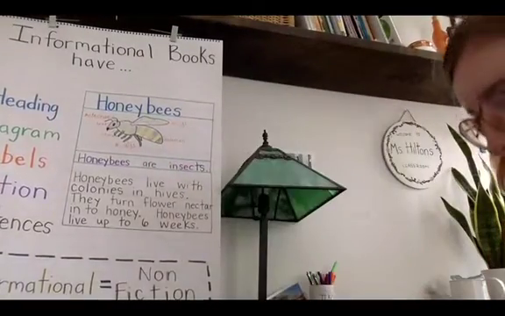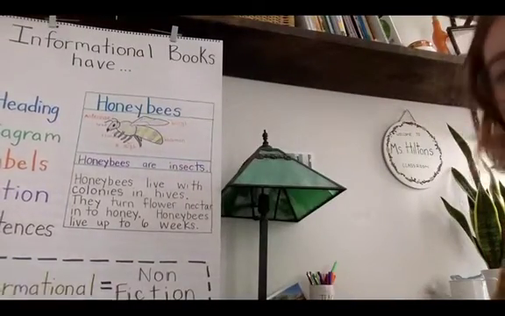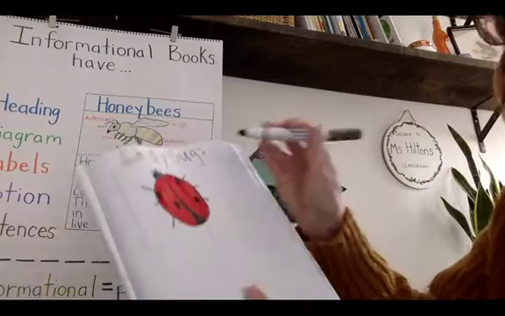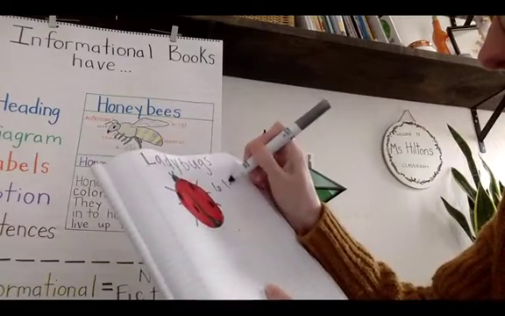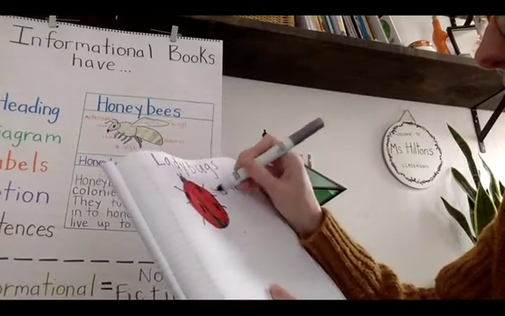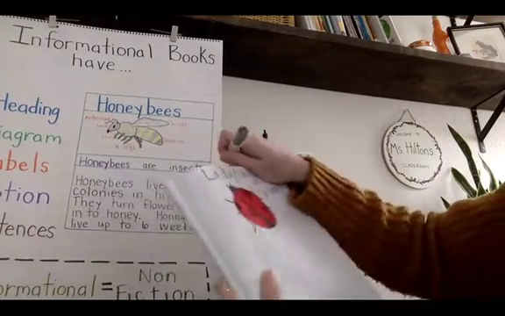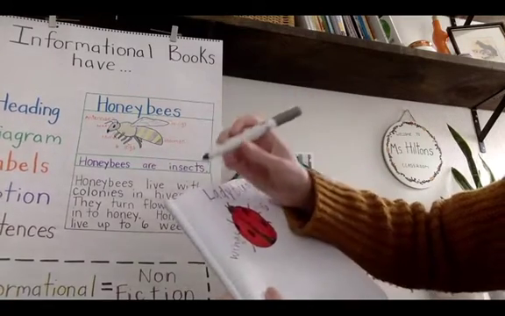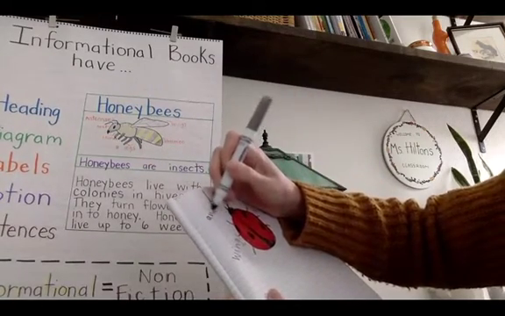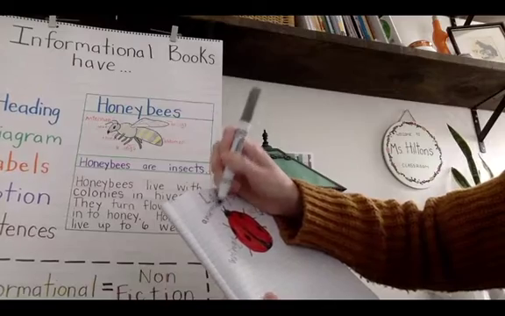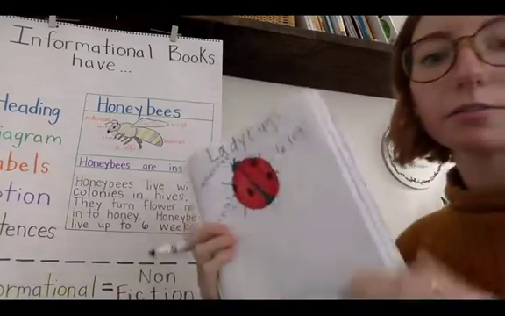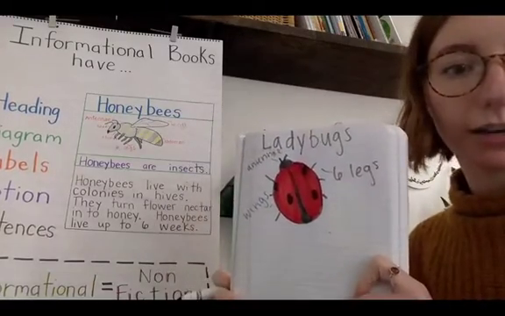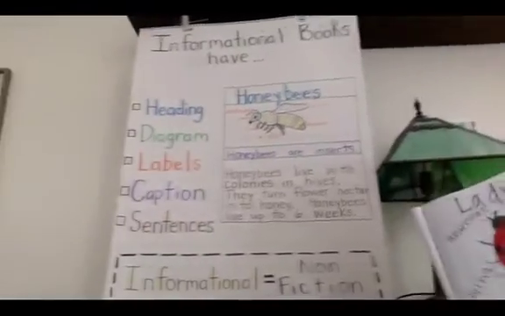I need to label the parts of my ladybug. My ladybug has 6 legs because all insects do. It has wings. And it has antennae. All right, I have labeled my diagram. Now let's see what comes next.